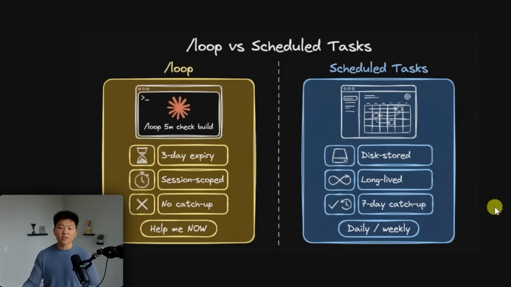The scheduled tasks are disk stored, they're long lived, they have catch up, and these are like daily, weekly, monthly functions that can run indefinitely. Of course, with both of these though, the terminal or the app has to be open, and this one is only currently available in the desktop app, but I can imagine with how fast Anthropic is shipping things, maybe by the time you watch this video, scheduled tasks are already out for the terminal and extensions as well, the way that Loop is available in Claude Code everywhere.